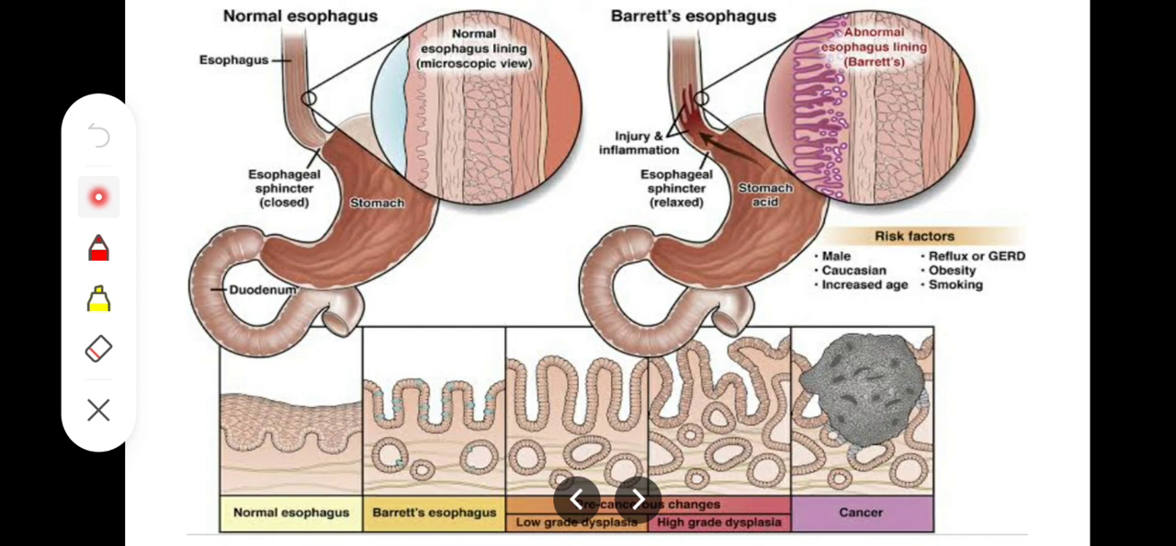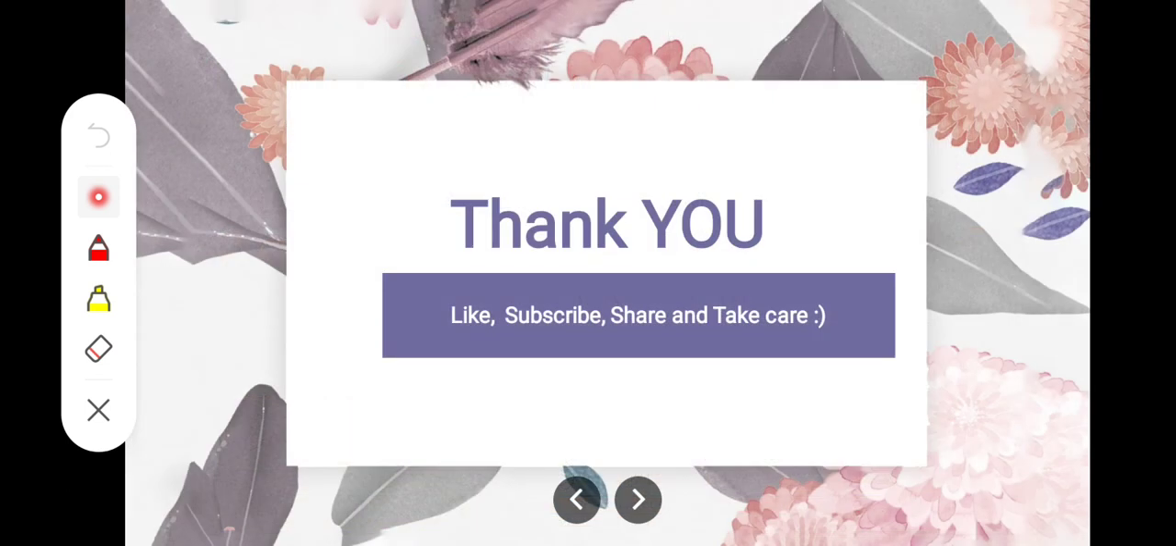So these were the clinical conditions associated with the esophagus, so I consider them important to be discussed here.